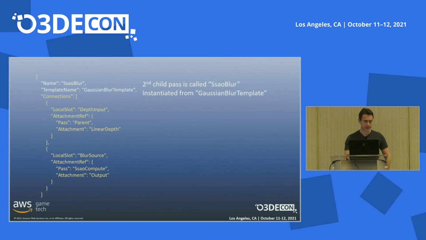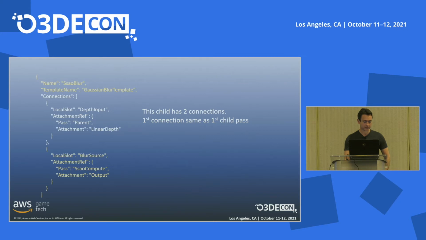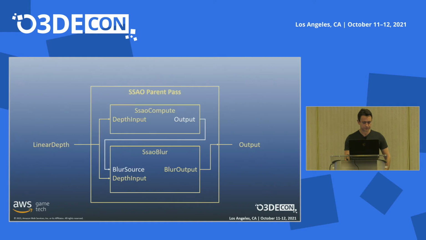Similarly, we have the name of the pass we're creating and the template we're using. In this case, we can have some kind of generic Gaussian blur that we're reusing here. In terms of connections, we have the depth input, so it's exactly the same situation as the SSO compute depth input. We specify the name, and then we say we're getting it from the parent linear depth.